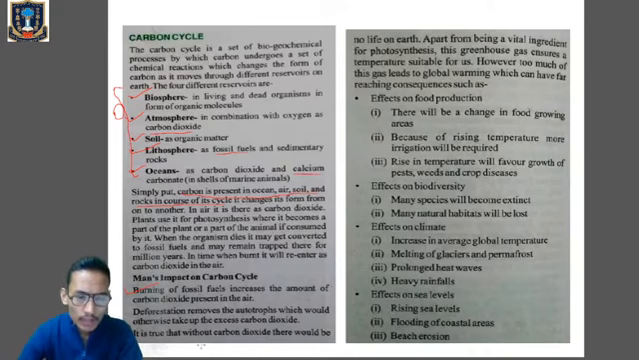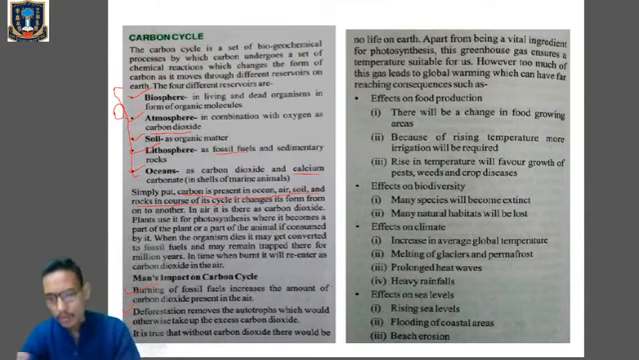Number two, deforestation, which means cutting down of trees. It will remove the autotrophs which would otherwise take up the excess carbon dioxide. Because if you go for deforestation, if you cut the trees, then the amount of carbon dioxide keeps on increasing, which will lead to global warming, as we know. Autotrophs are the plants; they fix the atmospheric carbon dioxide to perform the process of photosynthesis.